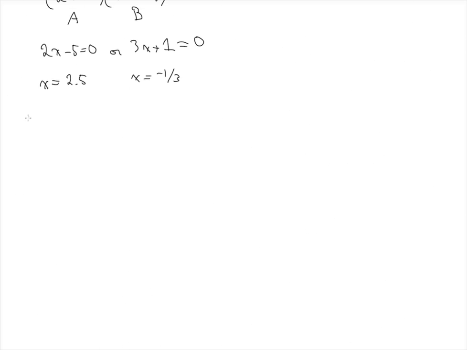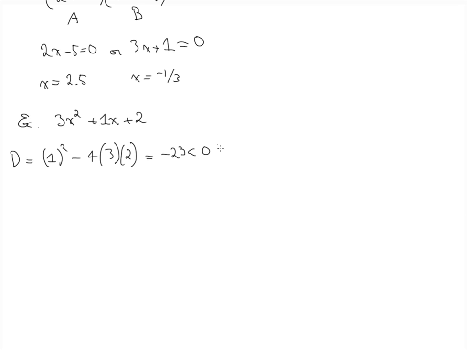So here's an example. Just take 3x squared plus x plus 2. So the discriminant D is equal to the middle number squared. Well, what is the middle number? x is the same thing as 1 times x, so the middle number is 1. So 1 squared minus 4 times the first number, 3, times the last number, 2. And that works out to be minus 23, which of course is negative. So in fact, this does not factorize.